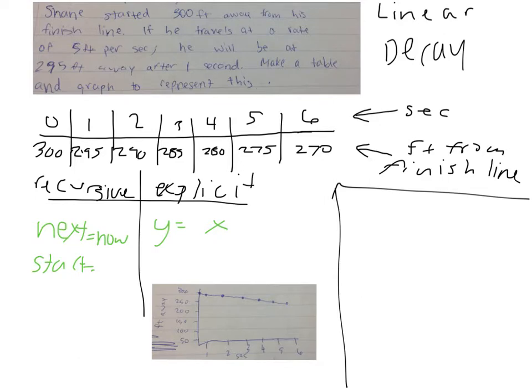Shane started 300 feet away from his finish line. If he wants to travel at a rate of 5 feet per second, he'll be 295 feet away after 1 second. Make a table and graph to represent this.